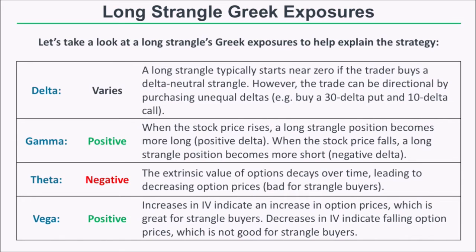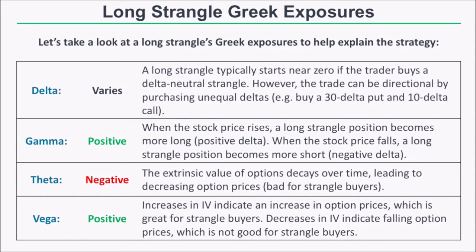So what that means is that if the stock price starts trending upwards, you're going to get long, and basically you want the stock price to continue that movement because with your positive deltas, that means that you're going to start profiting if the stock price continues to rise. Now the opposite is true on the downside.